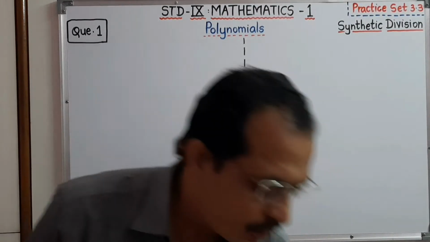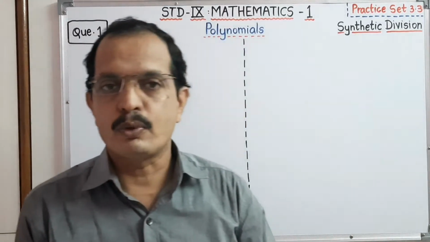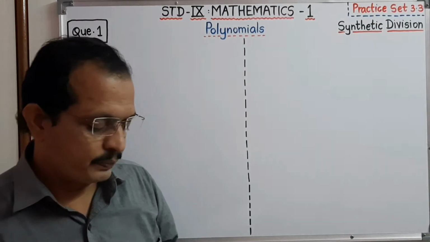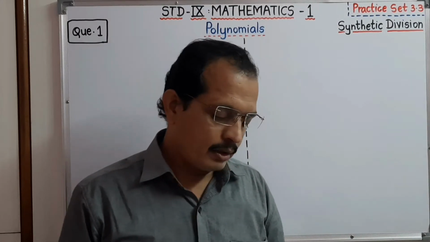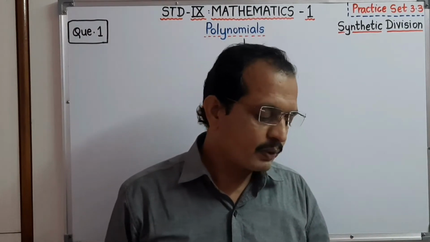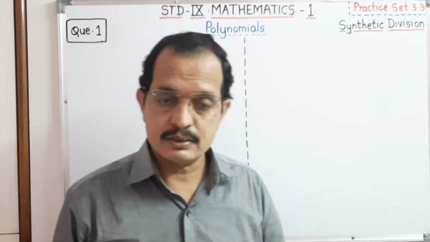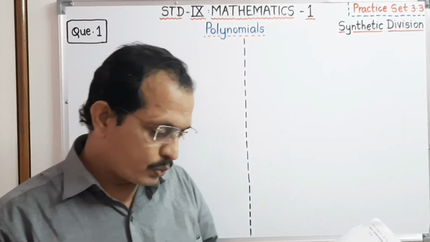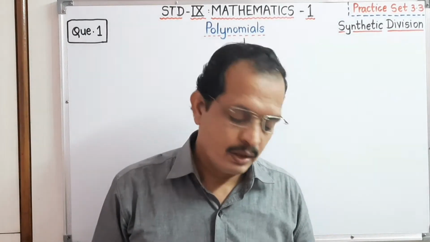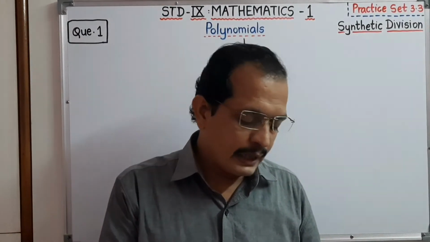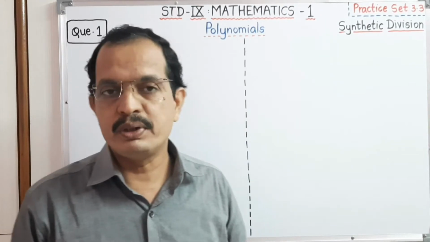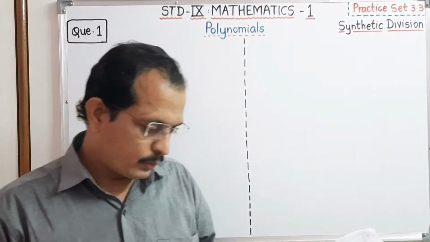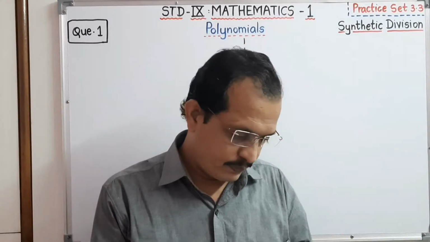We directly start with practice set 3.3. Dear student, in question number 1, there are 6 sub questions given. Out of that, the first 4 we have to solve. The 5th and 6th ones are omitted for this year only. Now we have to start with the first question.